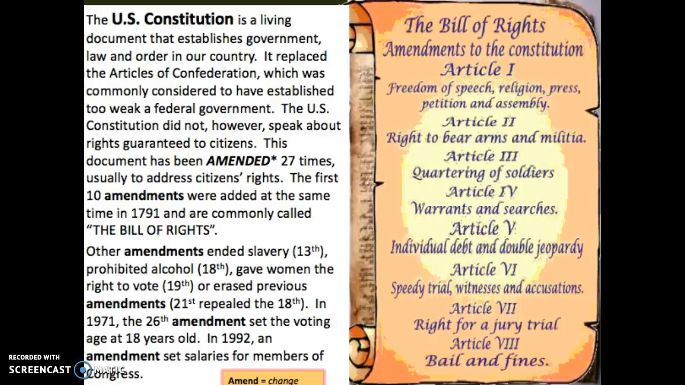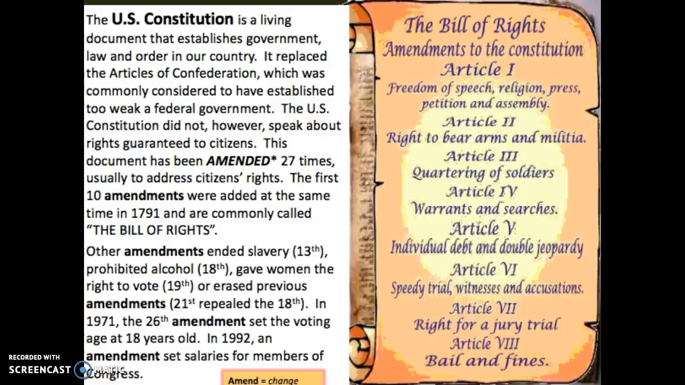Other common amendments that you might have heard of before were Amendment 13, which abolished slavery, Amendment 18, which was about prohibition, Number 19, which gave women the right to vote, and another common one was the 26th Amendment, giving people ages 18 and older the right to vote.